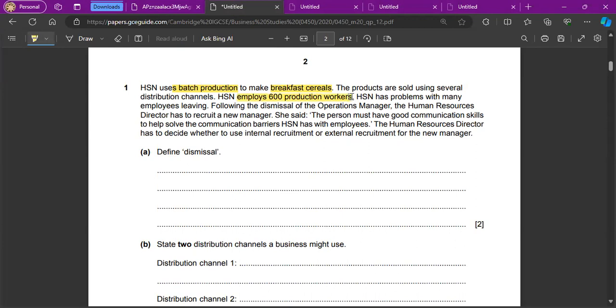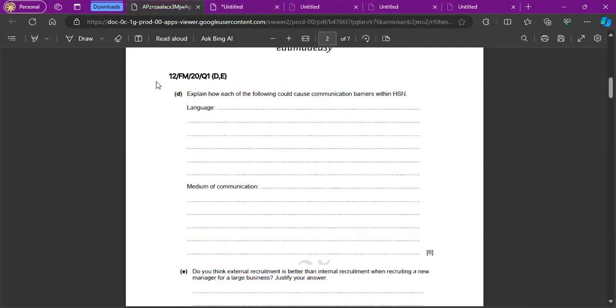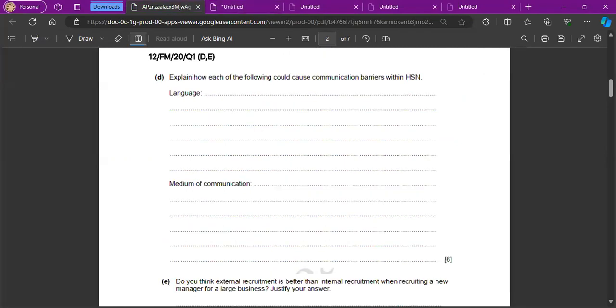HSN has problems with many employees leaving, and following the dismissal of the operations manager, the human resources director has to recruit a new manager. She said the person must have good communication skills to help solve the communication barriers HSN has with employees. The human resources director has to decide whether to use internal recruitment or external recruitment. Okay, and the question we have here is explain how each of the following could cause communication barriers within HSN.